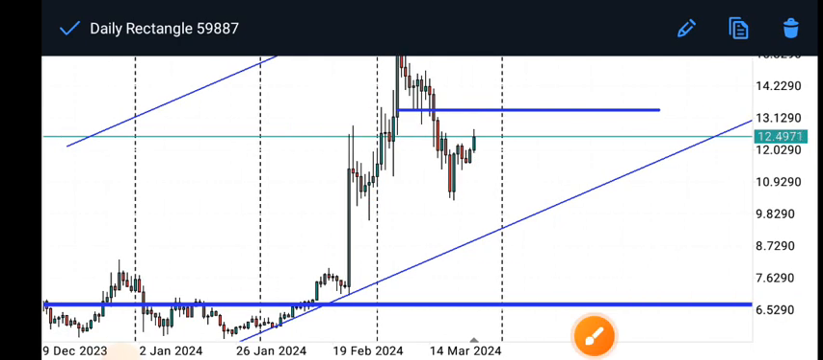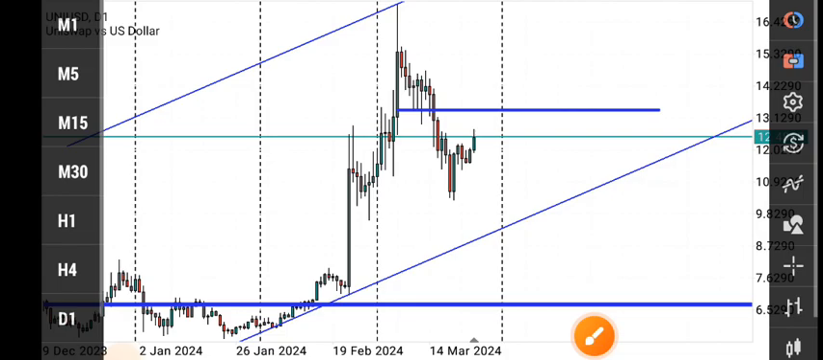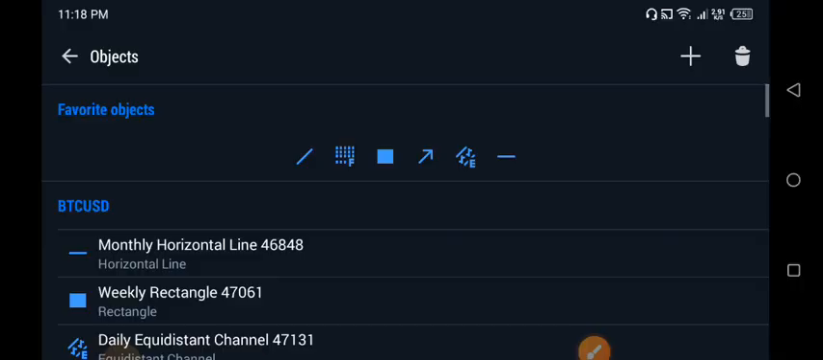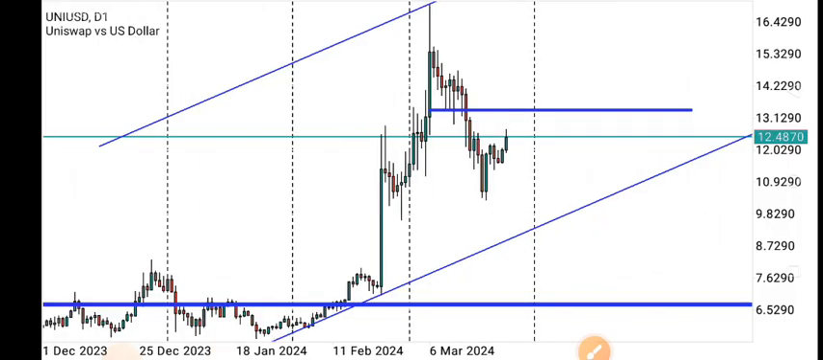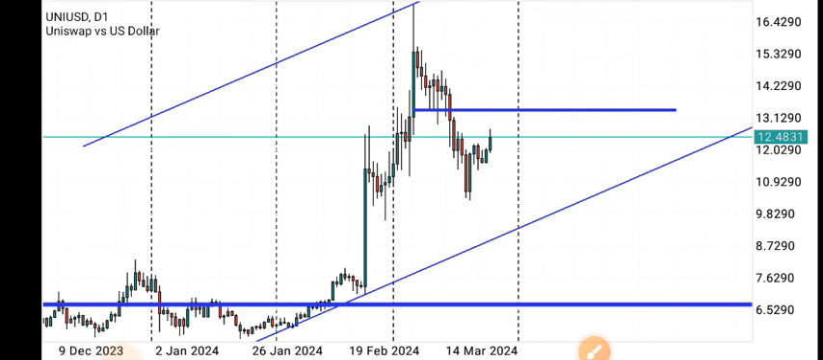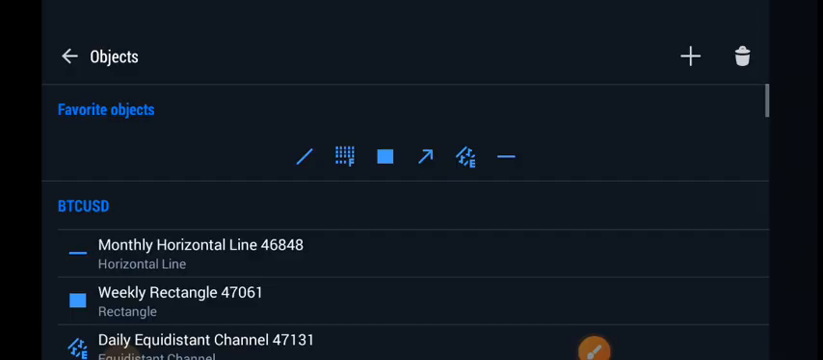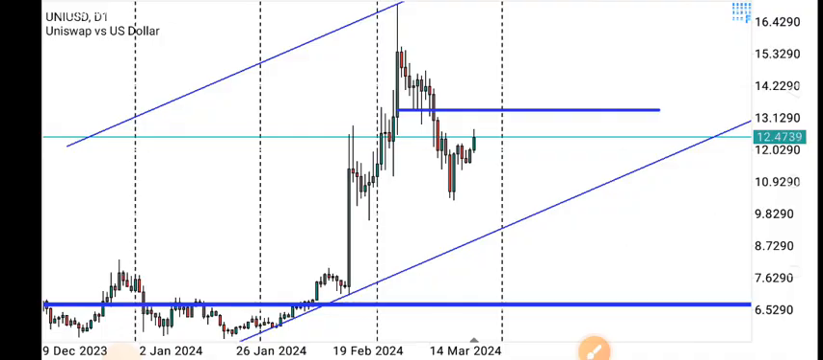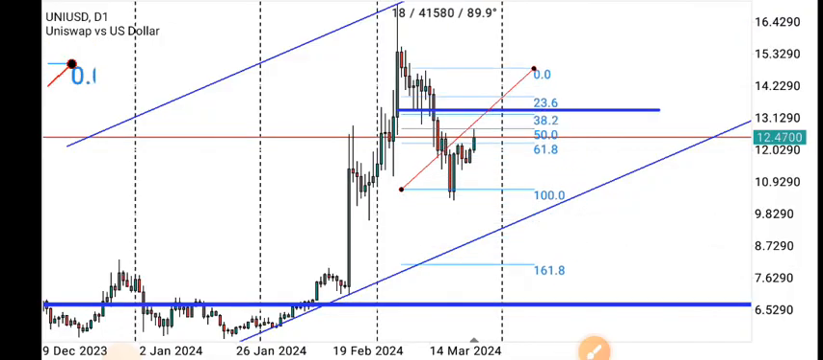So at this point what I'm doing is I'm gathering confluence and reasons for why we may potentially see the market move further down, right? But what else do we see at this point? So what I'm going to do now, guys, is just utilize the Fibonacci retracement tool, and let's see.